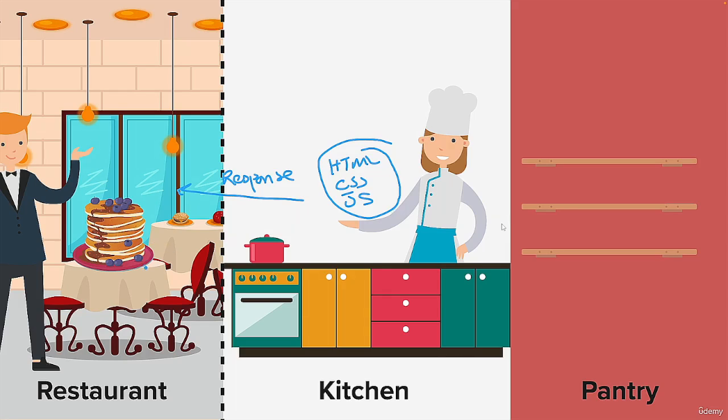Now, if you wanted more food or a different item, then you can again ask the waiter to make another request to your server. And this cycle of response and request between the front end and the back end is essentially how most web apps work.